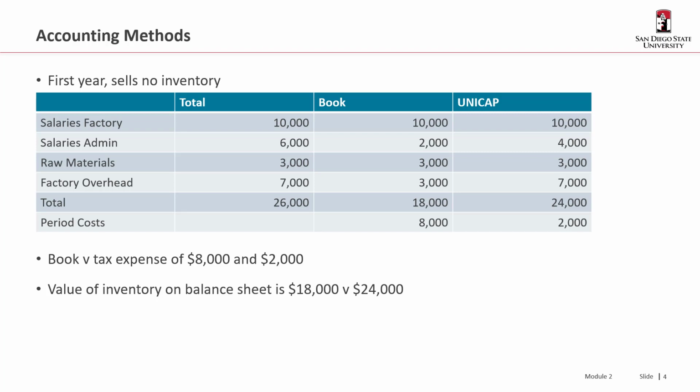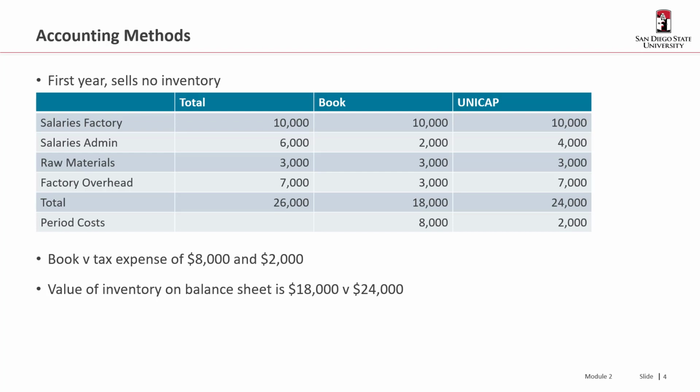So this is the first year, and there's no sale of inventory, right? So this is our simplifying assumptions to help us better understand what's going on. So let's take our 4 overhead categories: factory salaries, admin salaries, raw materials, factory overhead, and accumulate those. Those are not all overhead, by the way. And let's accumulate those into the totals and then determine how much would get allocated. Okay, so factory salaries, that's your direct labor. So all of that goes to inventory.